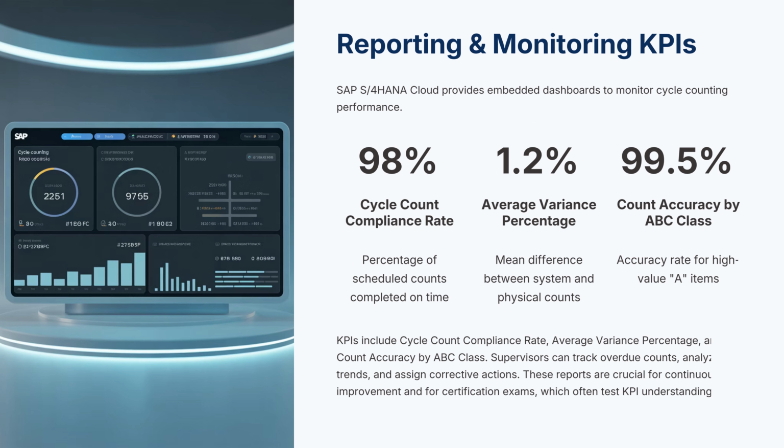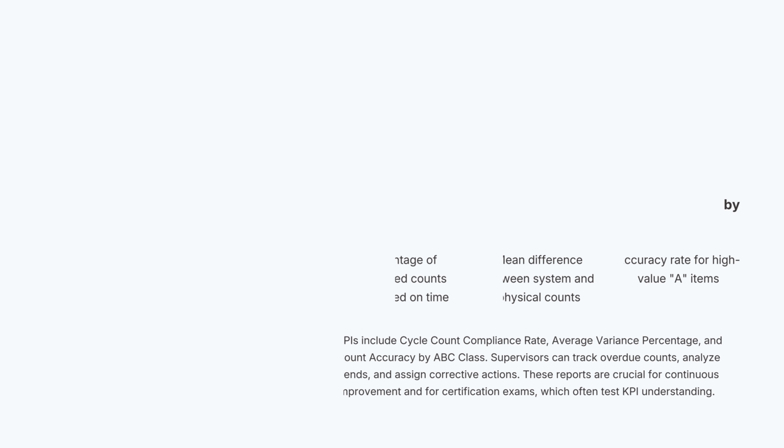Reporting and monitoring KPIs. SAP Embedded Analytics provides real-time dashboards that track counting performance. KPIs like cycle count compliance rate, variance percentage, and count accuracy by class help supervisors evaluate control effectiveness. Managers can also identify overdue counts or plants lagging behind their schedule. These insights support continuous process improvement, and exam questions often reference such KPIs.